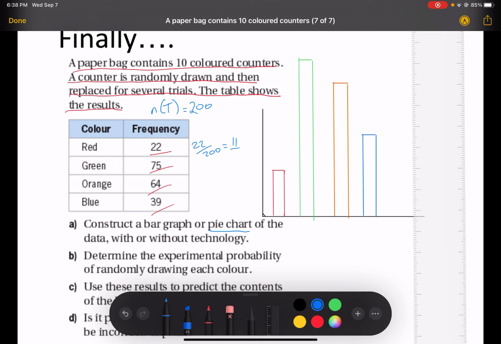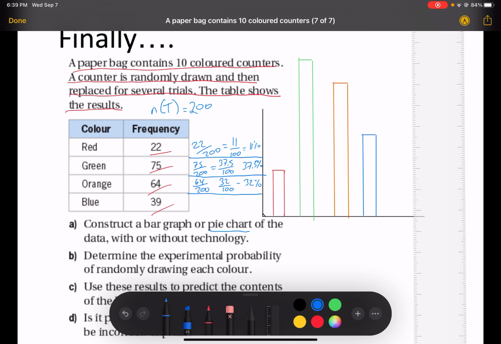This is 64 out of 200, which is equal to, what's 64 out of 200? That's equal to 32 over 100, which is equal to 32%. And of course, this is 39 divided by 200 divided by 2. You get 15 plus 4.5, 19.5 out of 100, which is equal to 19.5%.